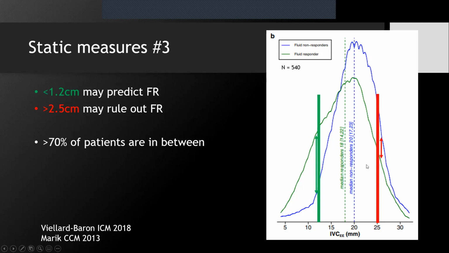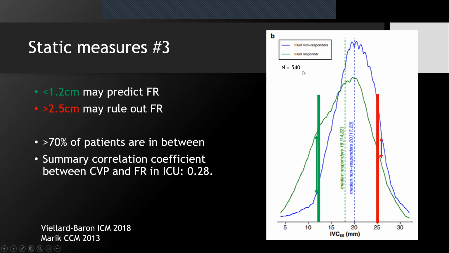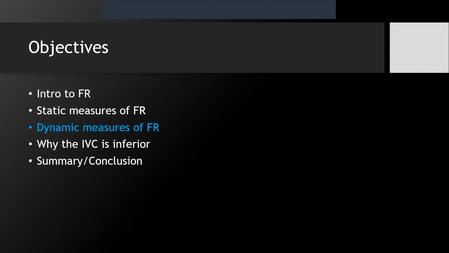And other studies that have looked at the data in more aggregate than just this one study of 500 patients found that the correlation coefficient between CVP and fluid responsiveness in the ICU was 0.28. So all this is to say that static measures of fluid responsiveness are unreliable, and using the IVC diameter to assess CVP to then make an assessment is similarly unreliable. But I'm going to talk about why the IVC is bad as a dynamic measure as well, which we'll be getting to. So now I'm going to bring us to dynamic measures of fluid responsiveness.